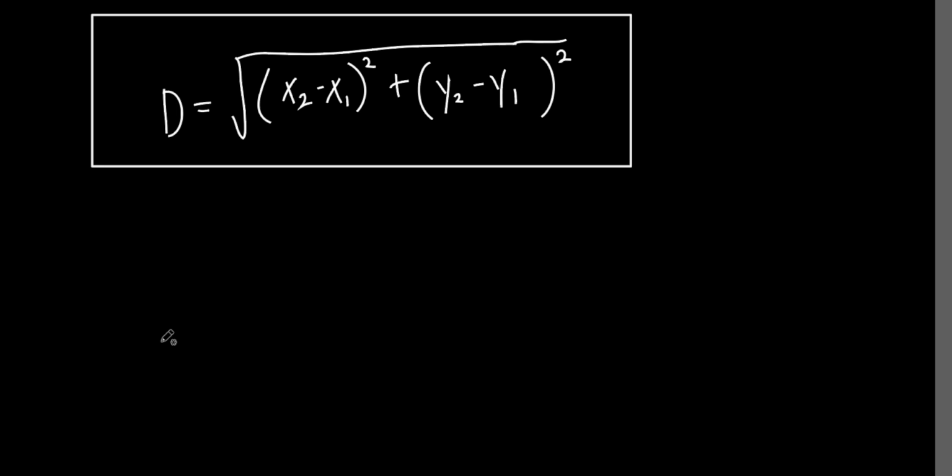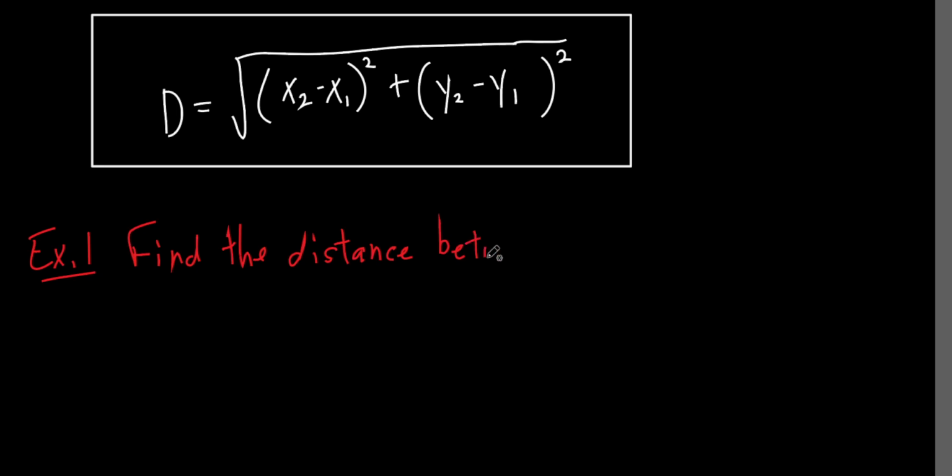Flip my notes over a little bit. This is example 1. And they're going to say, find the distance between, and then they're going to give you 2 points. And here's the first one they do. They go (-2, 5) and (4, 1).